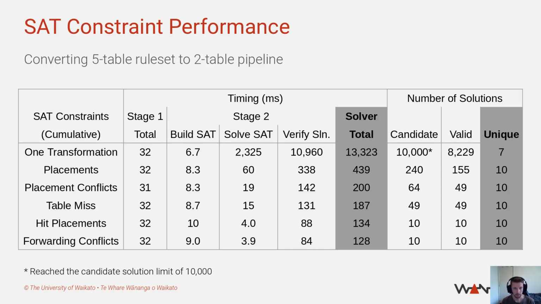And at the same time, if you look at the number of unique solutions found, aside from starting at 7, it maintains a constant 10, meaning that we're not removing valid solutions with our constraints. And the reason it is 7 to begin with is that we limited this test to explore only the first 10,000 candidate solutions. If we had run it for longer, it would have found all 10.